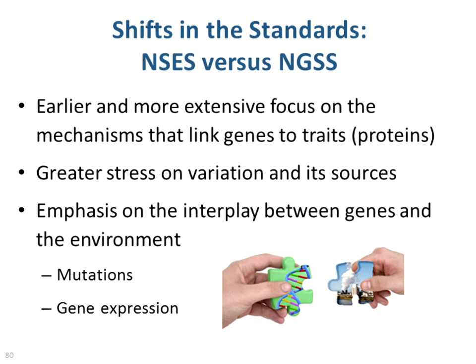One is an earlier and more extensive focus on the mechanisms that link genes to traits, right? The proteins, it's early and often, just like in Chicago. Greater stress on variation and its sources, so not just variations from independent assortment and segregation, not just mutations, but also variation due to environmental interactions and recombination. And emphasis on the interplay between genes and the environment. That is really an early and often feature of the NGSS that I don't think is quite as emphasized in the NSCS.